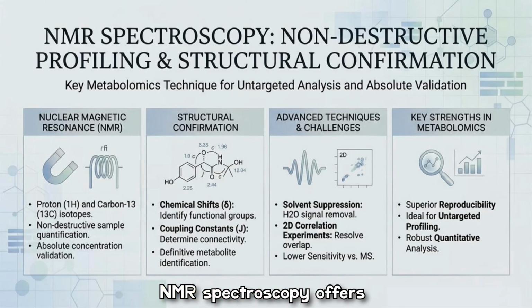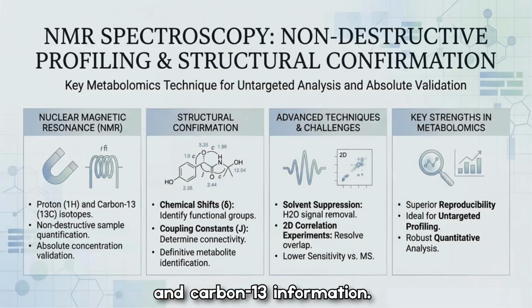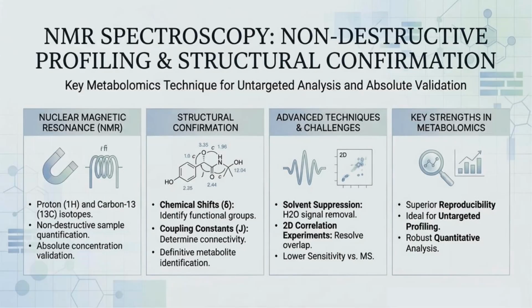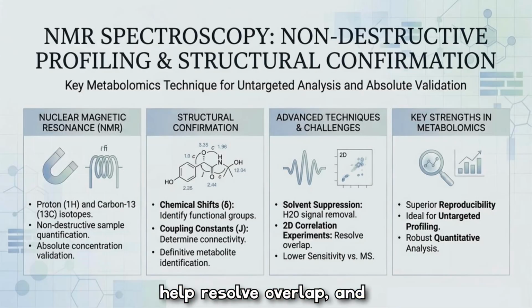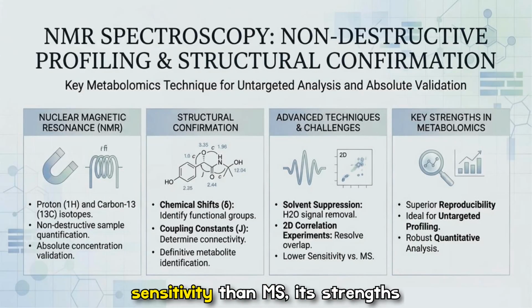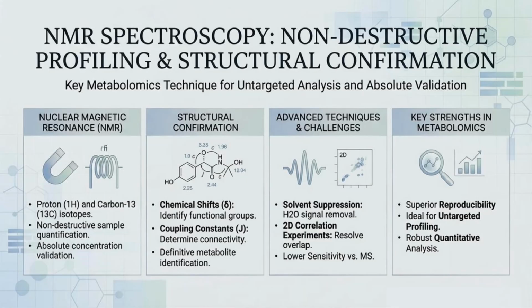NMR spectroscopy offers non-destructive profiling and definitive structural confirmation through chemical shifts and coupling constants, using proton and carbon-13 information. Advanced techniques like solvent suppression and 2D correlation help resolve overlap. And although NMR has lower sensitivity than MS, its strengths are superior reproducibility and absolute quantitation, making it ideal for untargeted analysis and validation of key metabolites.